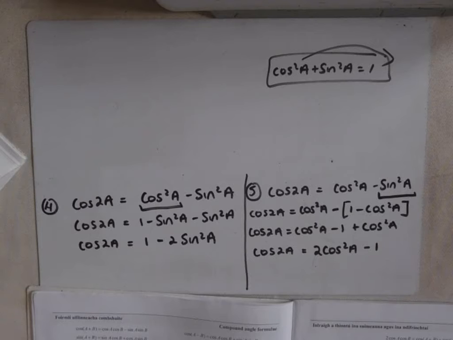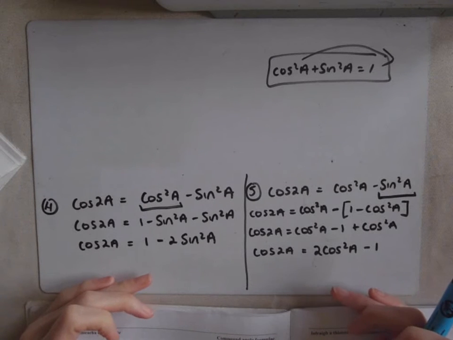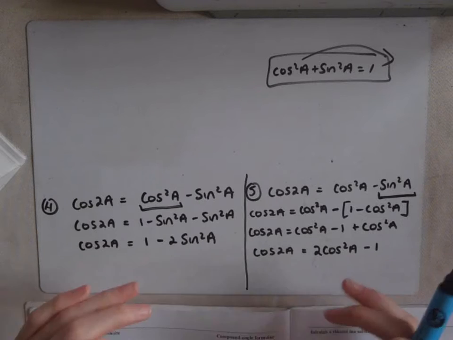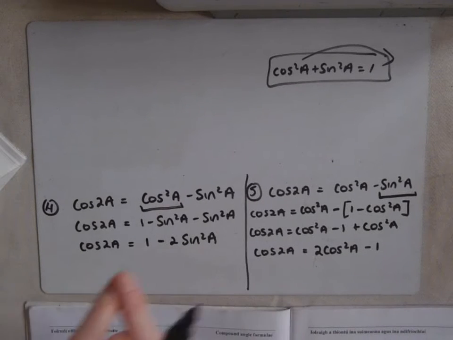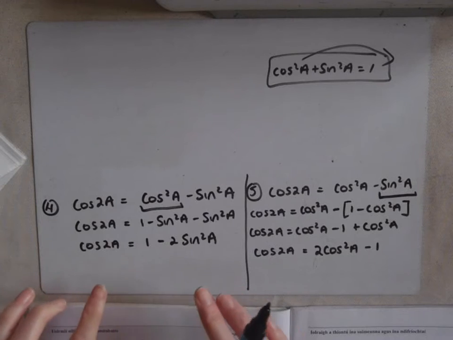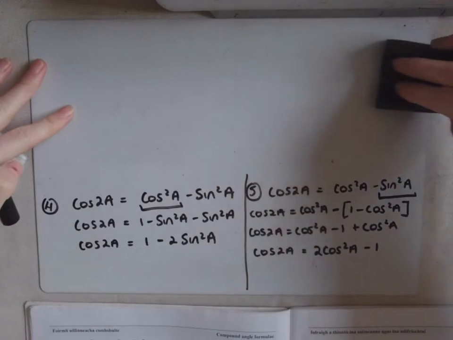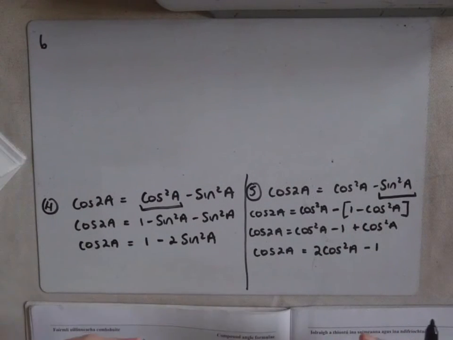Now, the next thing is I can actually keep going from these. If I have what sine squared a is in a question, I can replace it with something else. So it's basically just manipulating these. So number 6 and number 7 carry on from these two.